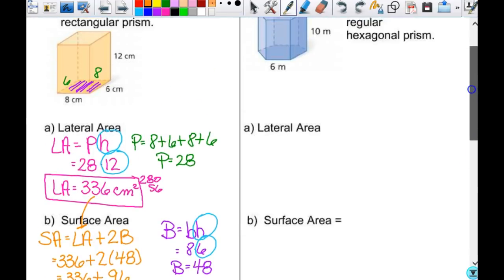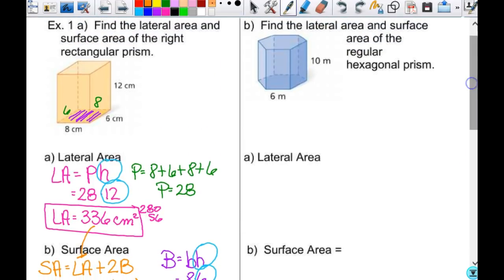So let's look at this one over here. This says, find the lateral area and surface area of the regular hexagonal prism. I can look at that and know it's a hexagonal prism, but they have to tell me that it's right. Well, it doesn't say that it's a right prism, but it is okay to assume that on these, because that's all I'm going to give you right now. So they're right prisms. But then you can't assume that it's regular, but they told me that, so that's good, because I need to know that, right?